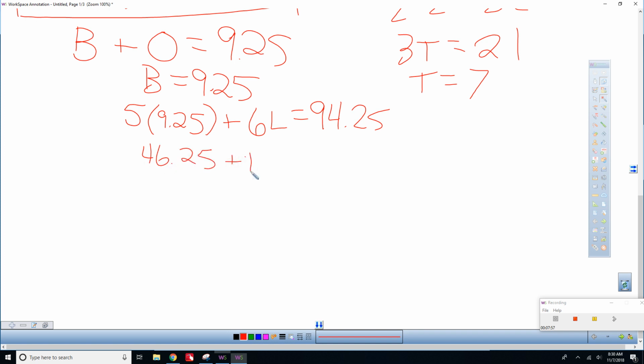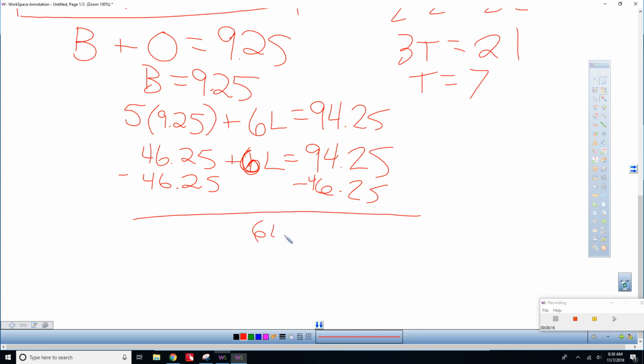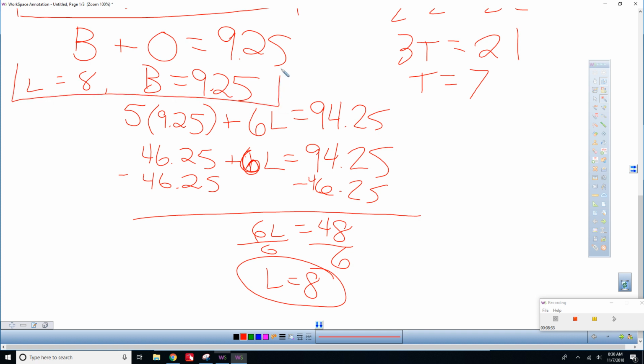46.25 plus 6L is 94.25. Okay? What's 94.25 minus 46.25? $48. So 6L is 48. Divide each side by 6, and you get L is 8. B is 9.25. Make sure you write your answer and make it clear to your teacher what the answer is. Okay?